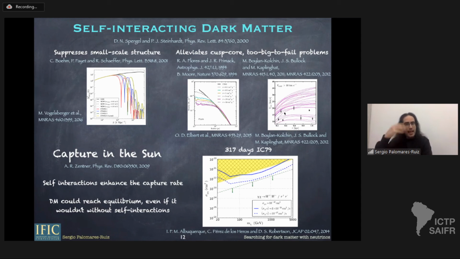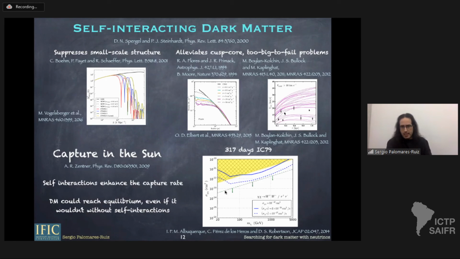So self-interaction enhances the capture rate, but most importantly, it happens that dark matter could reach equilibrium even if it wouldn't without self-interaction. So for very small dark matter nucleon cross sections, due to the existence of self-interactions in dark matter, that could produce a significant flux of neutrinos.